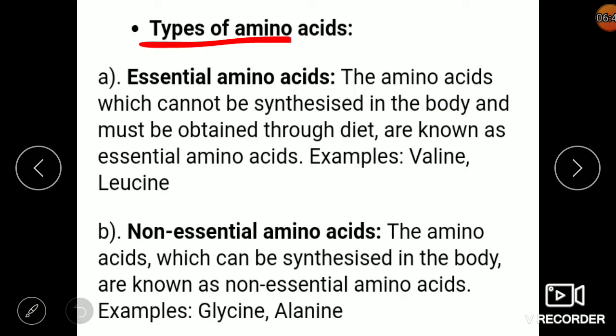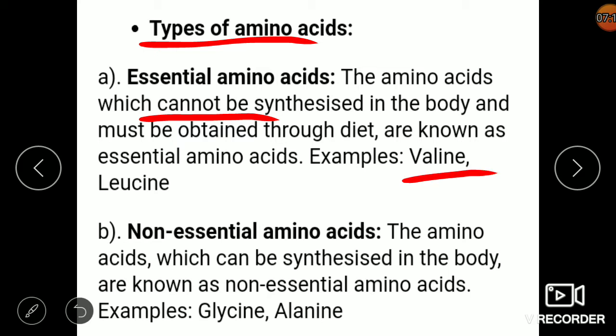Next, let's see what are the different types of amino acid. Now amino acid, based on their function, can be classified into two types, that is essential amino acid and non-essential amino acid. Essential amino acids are the ones that our body cannot synthesize. Do remember this one, our body cannot synthesize, so we have to take it from outside through our food, through our diet. These are called essential amino acid.